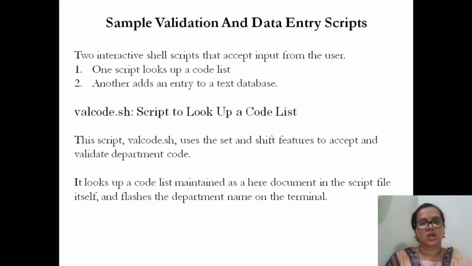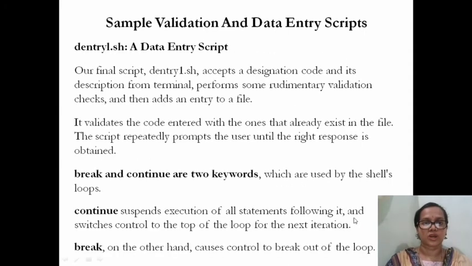In this script, it uses the set and shift features in order to accept and validate the department code. It looks up the code list maintained as a here document in the script file itself and then flashes the department name on the terminal. See, the concepts we just discussed about set, shift and here documents have all been used to code this valcode.sh. So by looking into that you can get an idea of it.